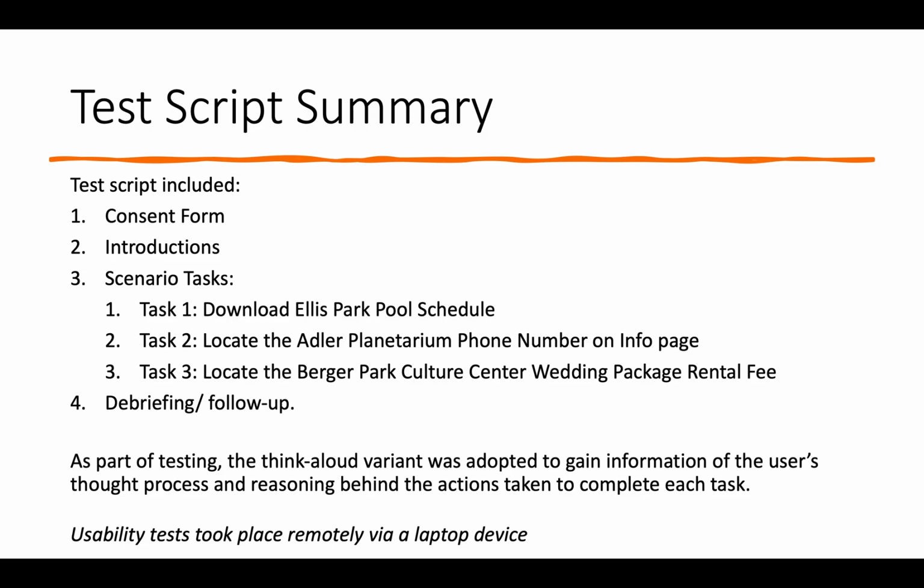The fourth and final section was a debriefing that allowed the users to give their input and any additional comments on the testing. As part of testing, the Think Out Loud variant was adopted to gain information on the user's thought process and reasoning behind the actions taken to complete each task. Additionally, usability tests took place remotely via a laptop device.